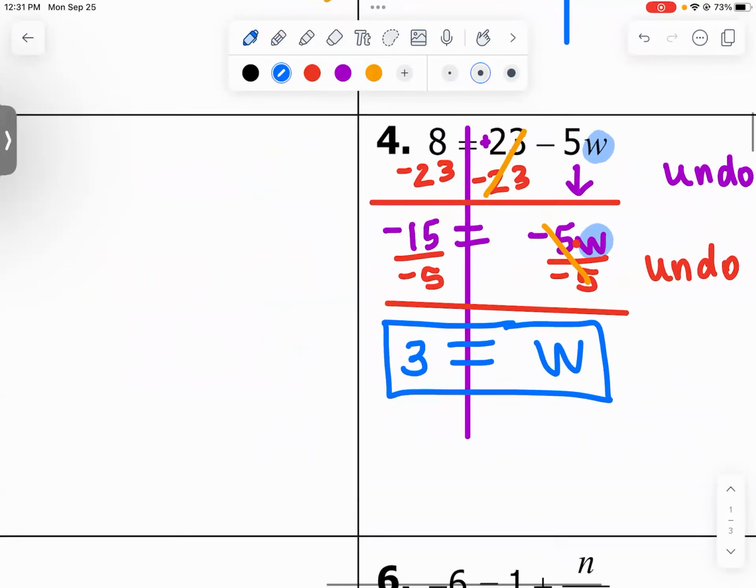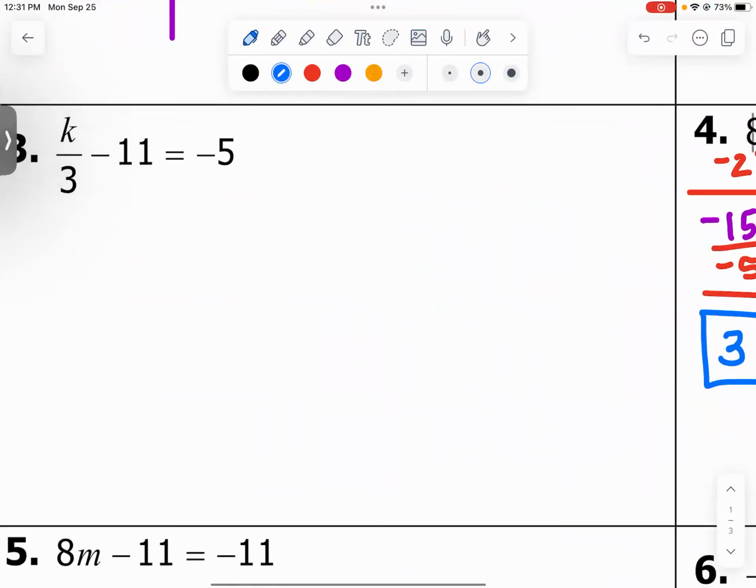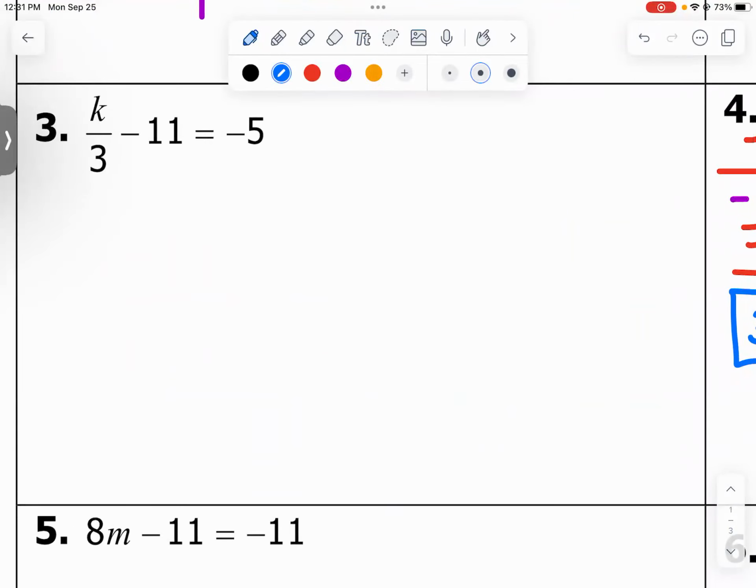Okay, now Hudson, we're gonna go back to number 3. Is that okay? Oh, yeah, I'm already finished with this. Okay, so this will be checking your work. All right, number 3, draw your fence.